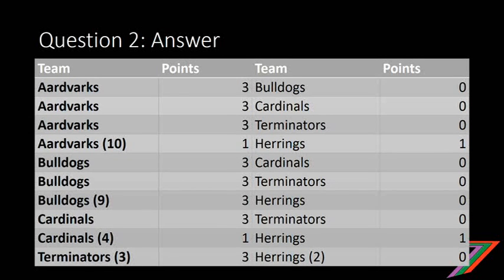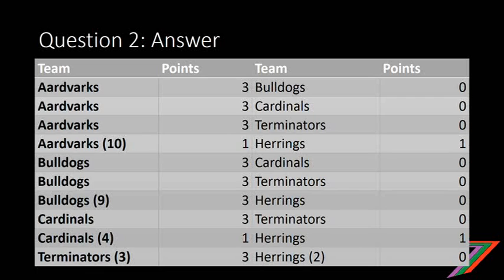So what have we got here? So we use the same principle again to try and figure out how many draws by adding up the total number of points. So we got 10 plus 9, 19, plus 4, 23, plus 3, 26, plus 2, 28. So that gives us a total of 2 draws. So the Herrings on 2 points must be involved in both of the draws. And the other 2 teams to have drawn would be the Cardinals and the Aardvarks, because the Aardvarks got 10 points, which is 3 wins and 1 draw.